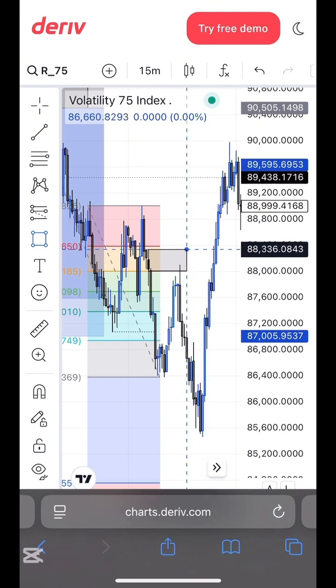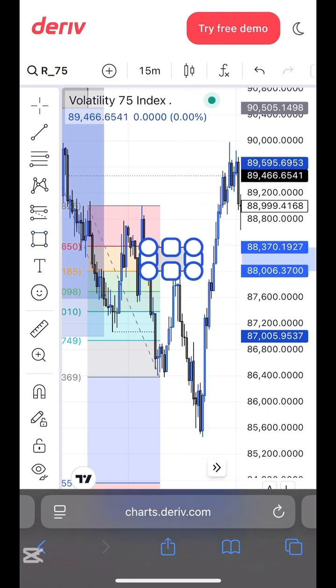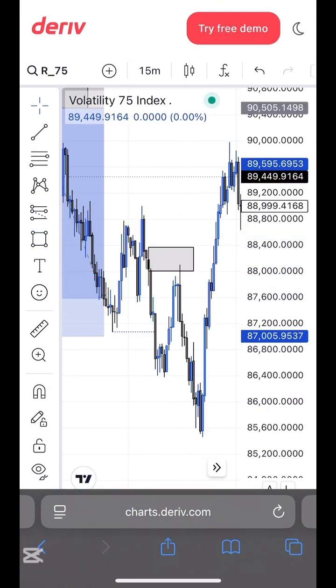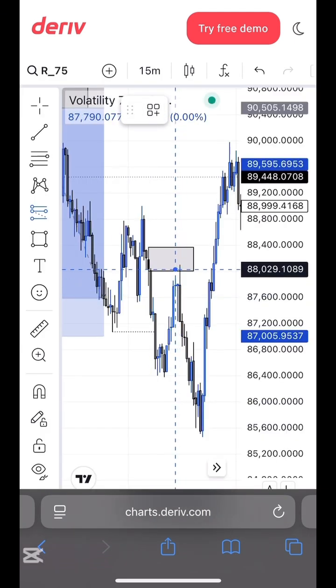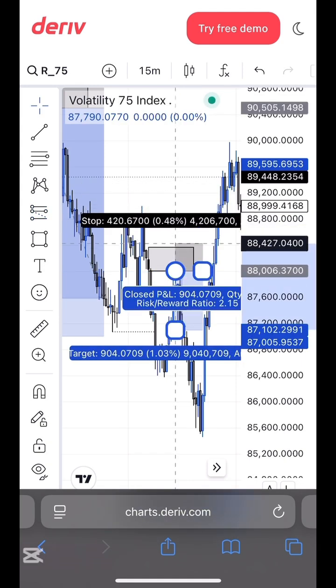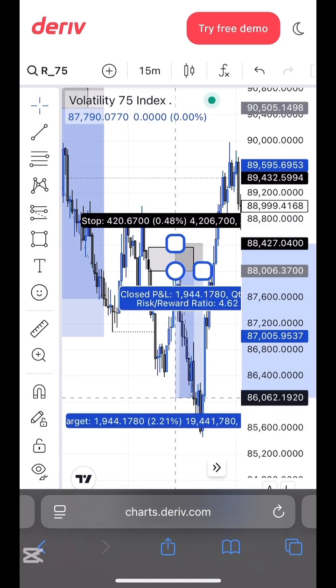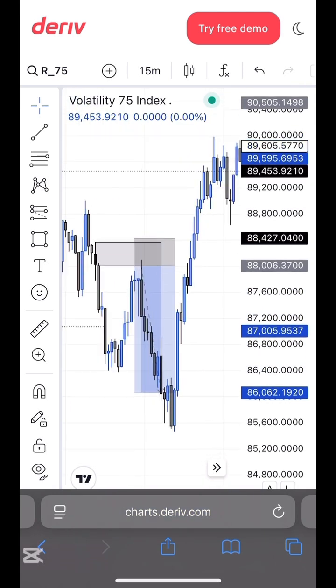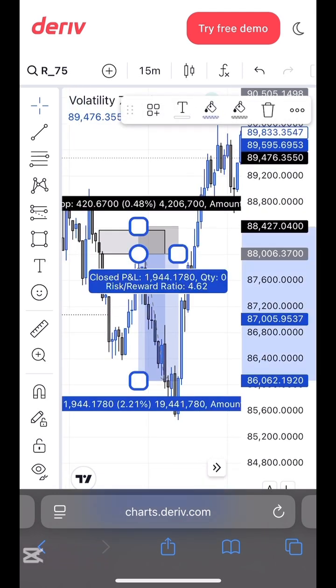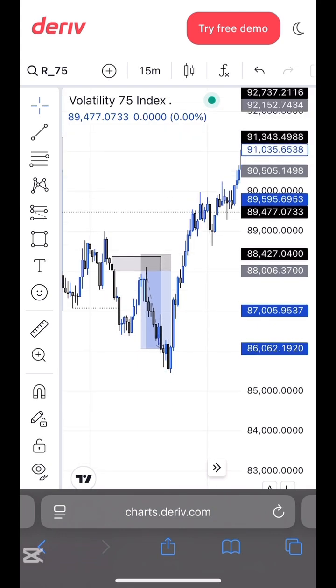So these are golden zones. You can see the sweet entries. So this is it. Then we'll short this to clean. This is 1 to 4 risk to reward.